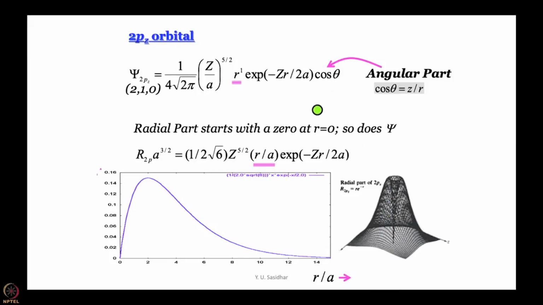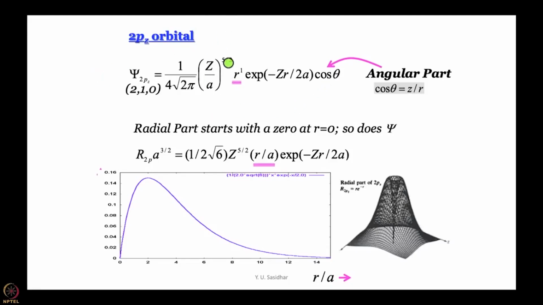Now we have to start worrying about the angular part. The angular part in case of 2pz orbital is cos theta. If you remember the relationship between the Cartesian coordinates and spherical polar coordinates, you will recall that cos theta is equal to z by r. So I can simply write z by r here. So the effect will be that r in the denominator and this r is going to cancel each other, right. So what we are left with is something in z.